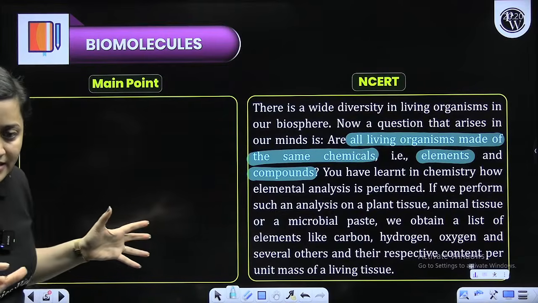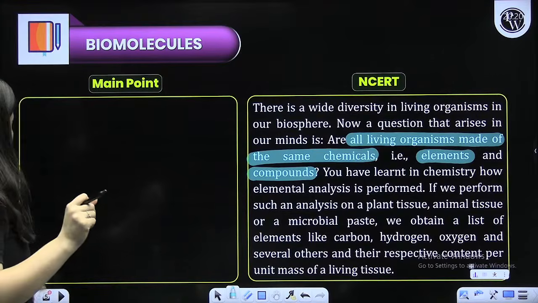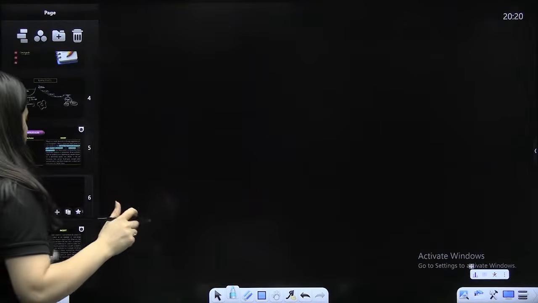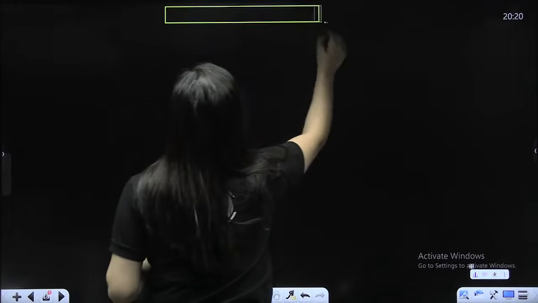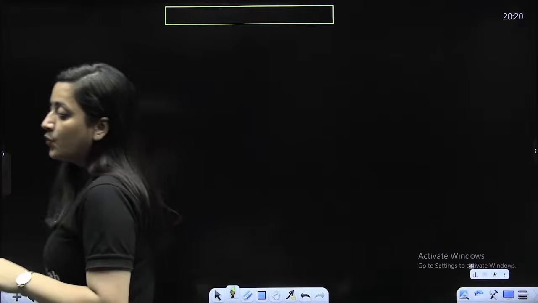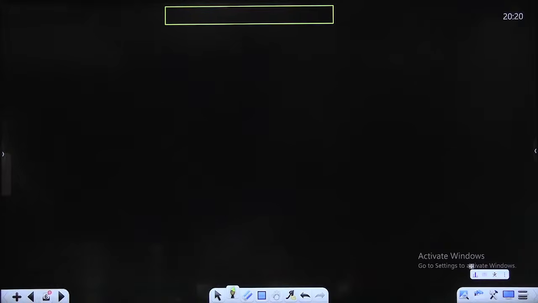But overall, is it clear? So ultimately, we are saying that all living beings are made up of certain molecules, and we are calling them biomolecules. Is that clear? We are calling them biomolecules.